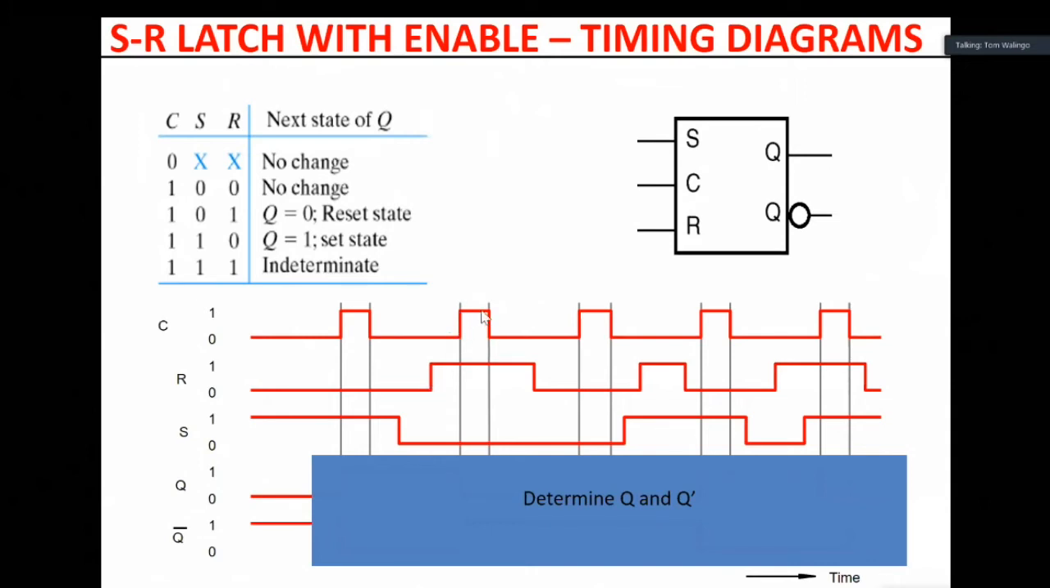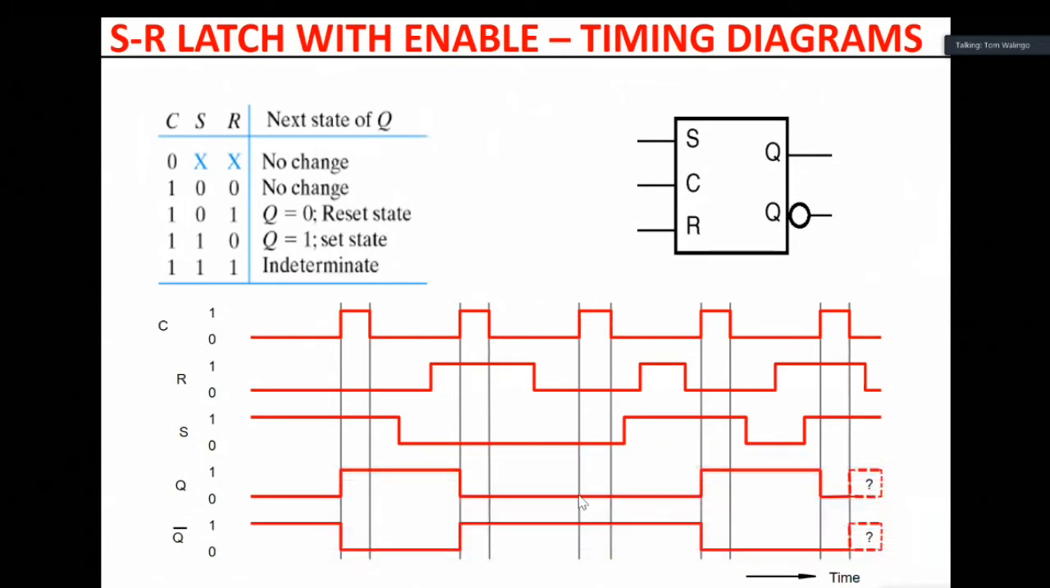Then when you come here, it is enabled. It checks: R is high, set is low, so it will be reset. So Q should go low here. From here to there, nothing. It keeps memory, it's low, up to here.